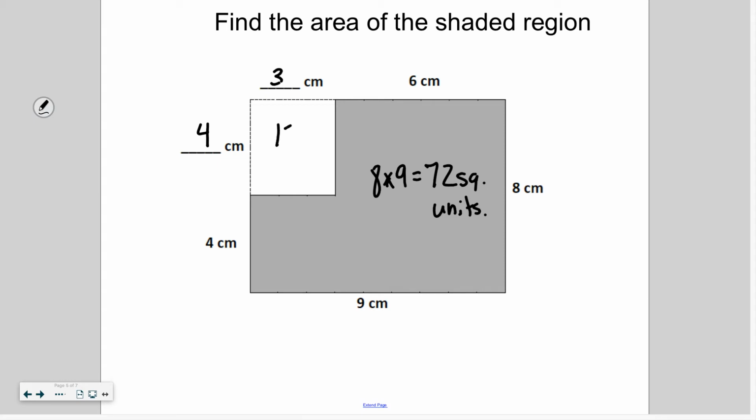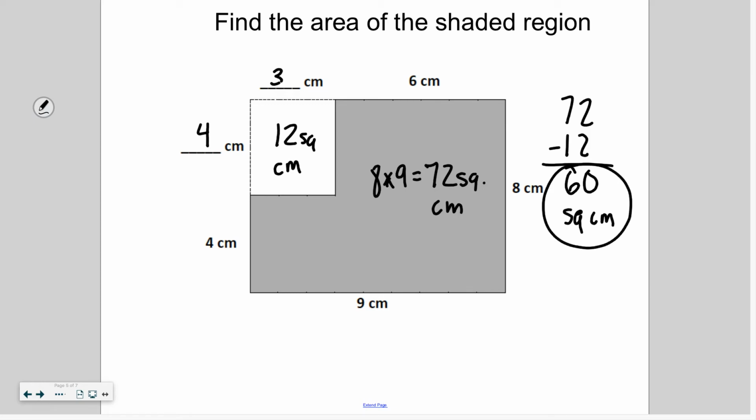So now I know that this piece here is 12 square, well, not units, now we have a unit, it's called centimeters. 12 square centimeters. So I can subtract 12 from 72 to find just the gray part, or the shaded part, not the total. So let me go and subtract. 2 minus 2 is 0, and 7 minus 1 is 6. So that's 60 square centimeters for the shaded region. So to recap, I found the total area of the entire shape and then subtracted the piece that I didn't need in order to find just the gray or shaded region.